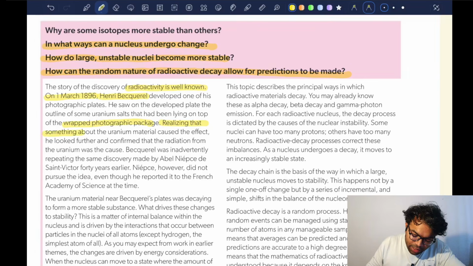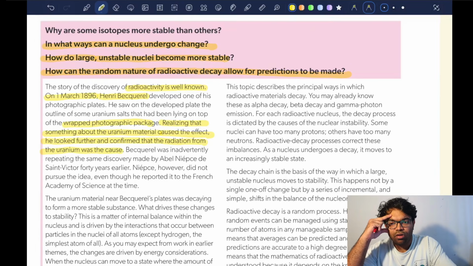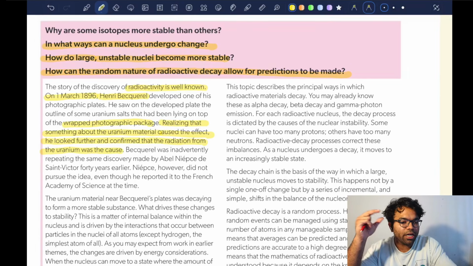Realizing that something about uranium materials caused the effect, he looked further and confirmed that the radiation from uranium was the cause. So this radiation was able to pass through solid paper and affect the photographic plate inside.